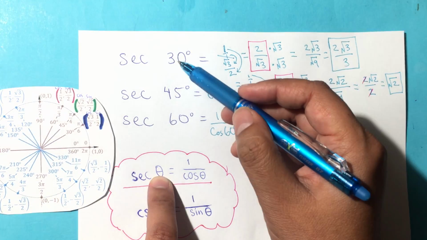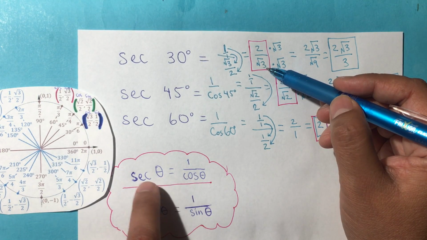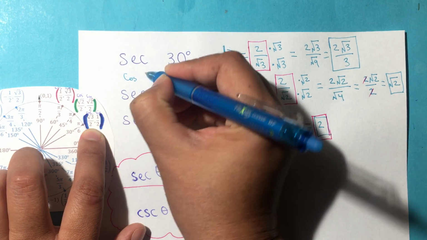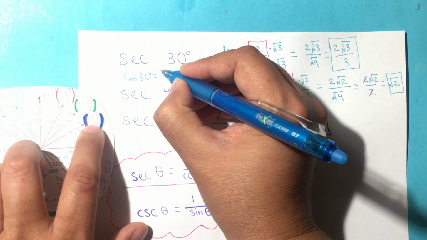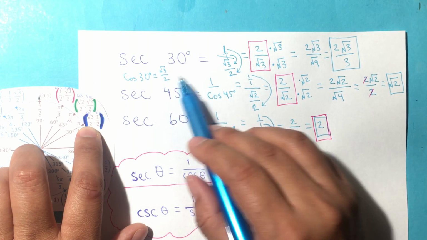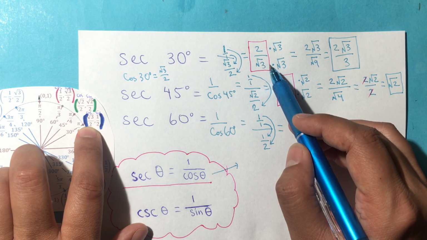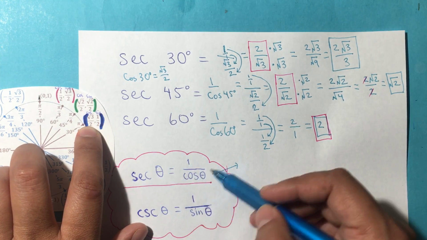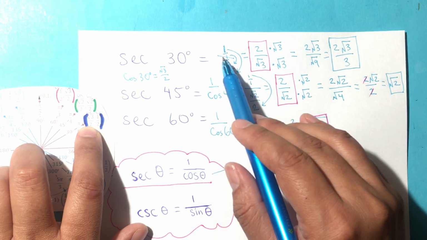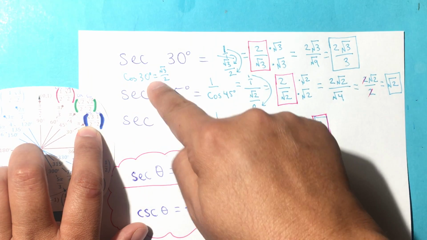Secant of 30 is equal to 2 over the square root of 3. What is the cosine of 30? Cosine of 30 is equal to square root of 3 over 2, right? And so look at those values: square root of 3 over 2, 2 over the square root of 3. That's what this formula means, that they are reciprocal of each other. The secant is the reciprocal of the cosine of 30.